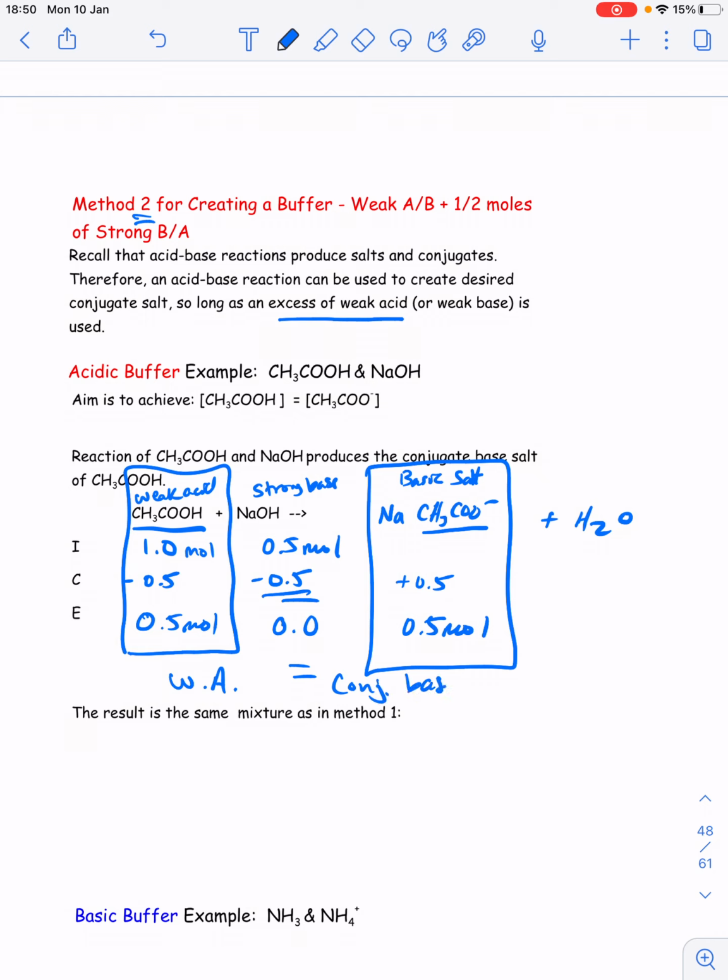So their amounts are equal, and that means that I can neutralize equal amounts of base and acid. So that kind of makes it an ideal buffer. It has equal buffering capacity against both acid and base.